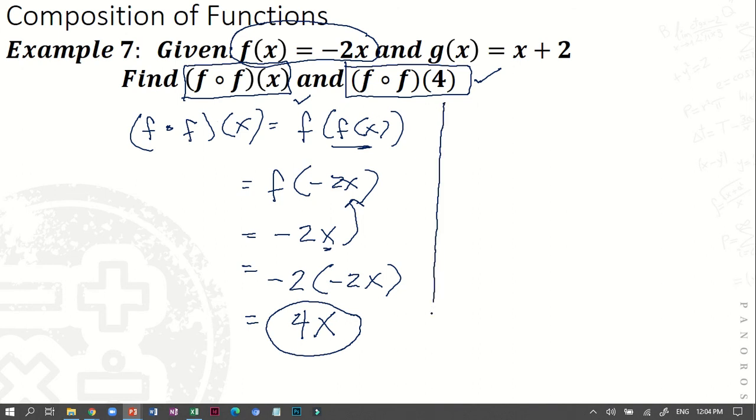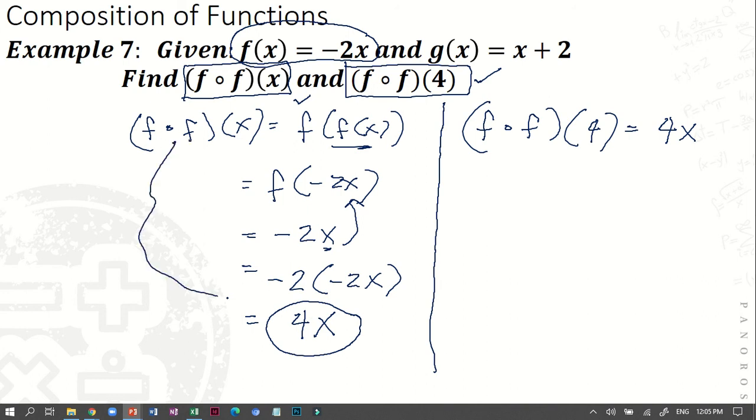Ngayon, punta ka ngayon second unknown. So, pangalawang nawawala is f composite f of 4. Okay, so paano ngayon to? So, ano ba yung f composite f? Ang ating f composite f ay yung sagot kanina. So, that is 4x. Ba, yung f of f natin, eto yun eh. Ayun yun. Okay, 4x. So, 4x yun.